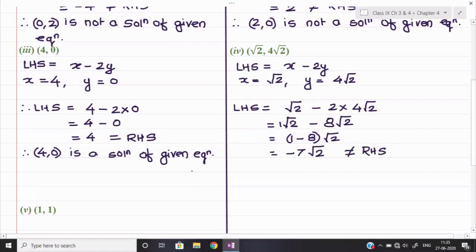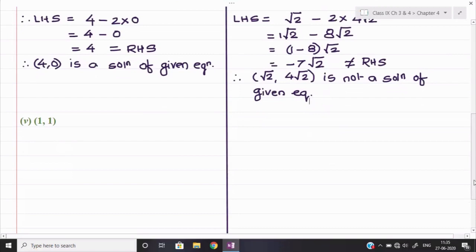So here we can say that, therefore, (root 2, 4 root 2) is not a solution of the given equation. Okay, now we shall see quickly part number 5. Let us see how we can solve part number 5. Now part number 5, what we have given is (1, 1). So first of all, here also we shall mention LHS.